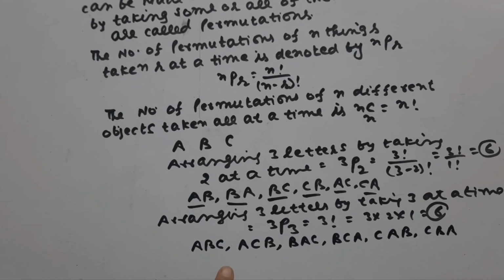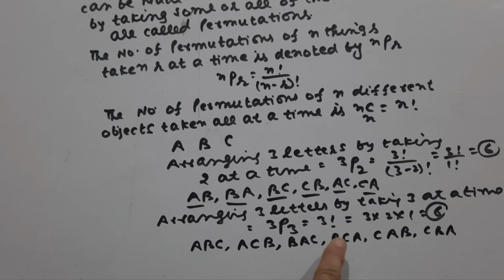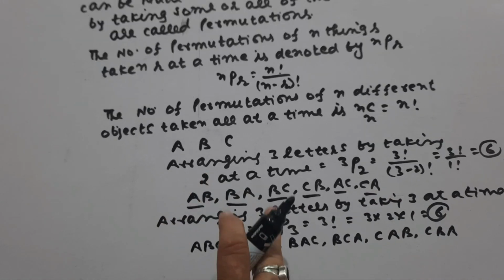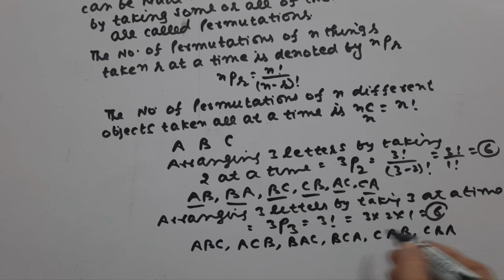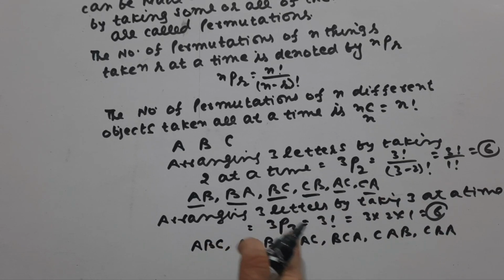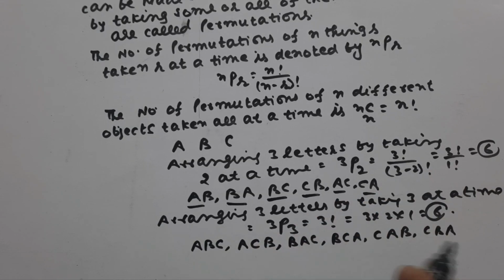And students, these 6 arrangements will be ABC, ACB, BAC, then BCA, then CAB, and then CBA. So these are the 6 possible arrangements. So if we want to find out arranging 3 letters by taking 3 at a time, then there will be 6 arrangements. To find it, we use 3P3. So 3P3 equals 6, and these are the 6 possible arrangements. Now students, we'll start the exercise now.